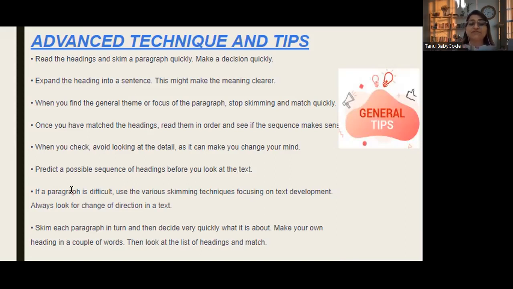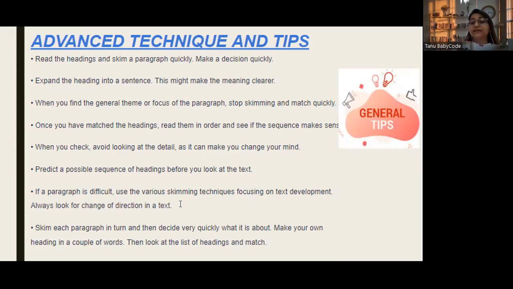If a paragraph is difficult, use various skimming techniques, focus on the text development, and always look for a change of direction in a text. So suppose your text is going in a different direction, make sure you read it again and look at the headings also. Skim each paragraph in turn, decide very quickly what it is about, make your own heading in a couple of words, and then look at the list of headings and match.